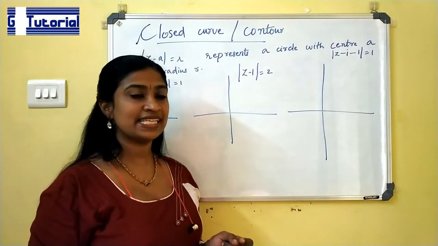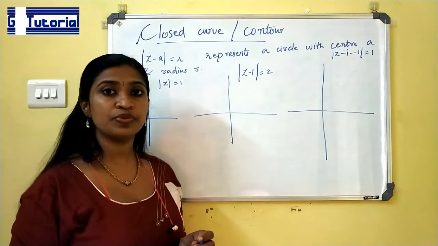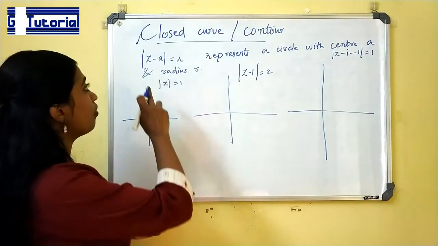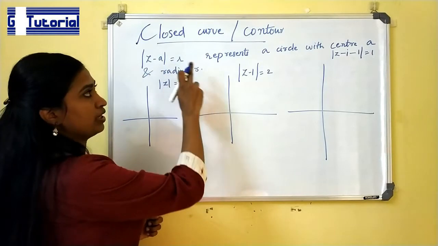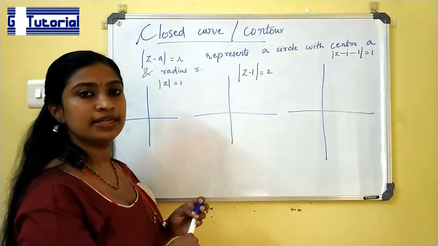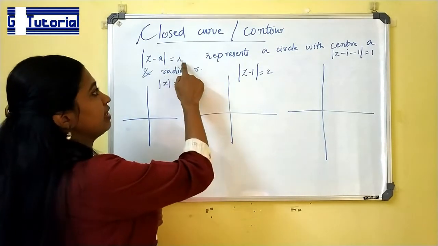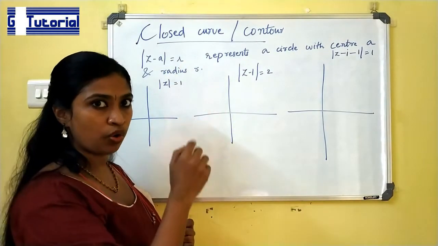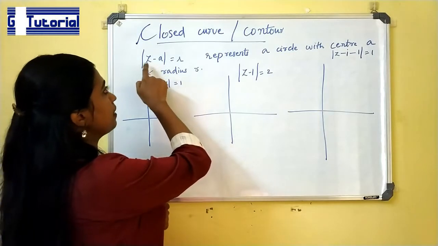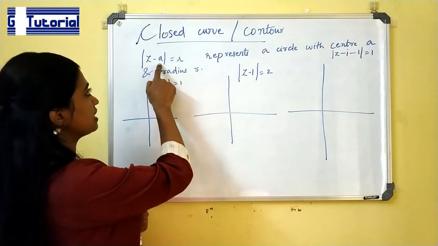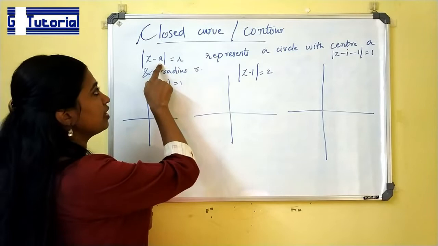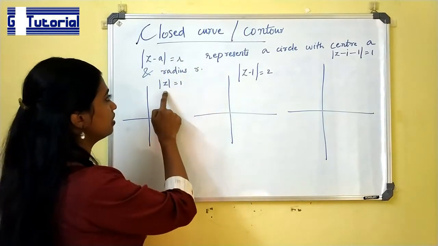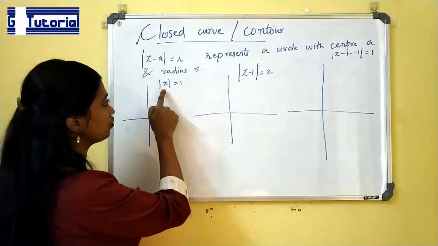Okay. Now we can see some of the closed curves or contours where we are asked to evaluate the value of an integral. Mod z minus a is equal to r represents a circle with center a and radius r. If we are asked to evaluate an integral over the closed curve c, which is represented by this mod z minus a is equal to r, here a is the center and r is the radius of that circle.